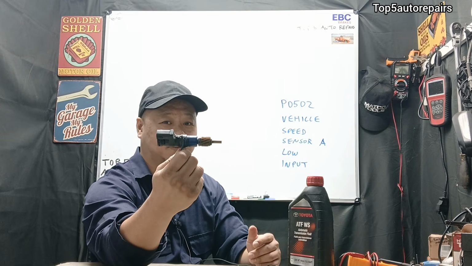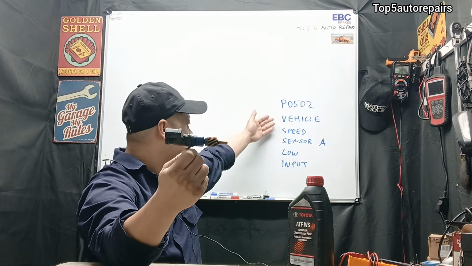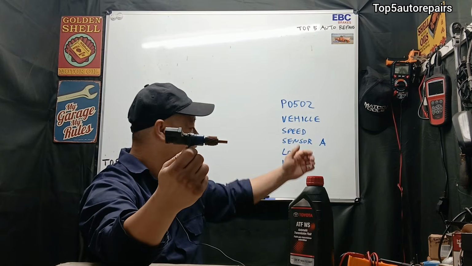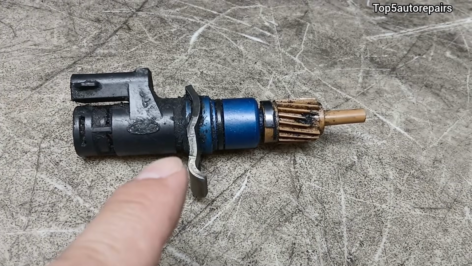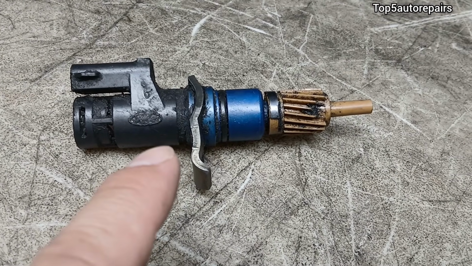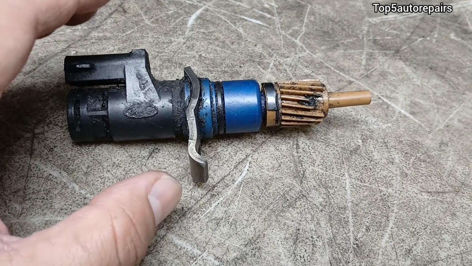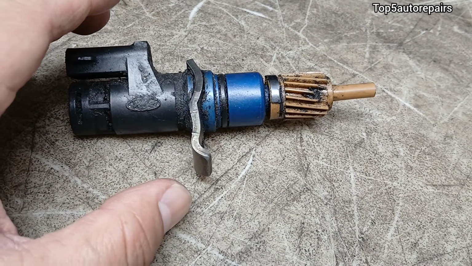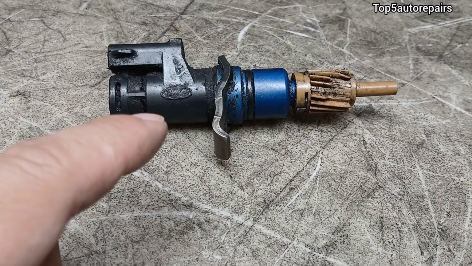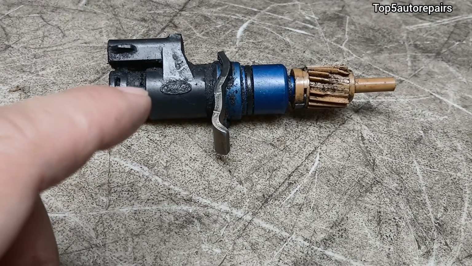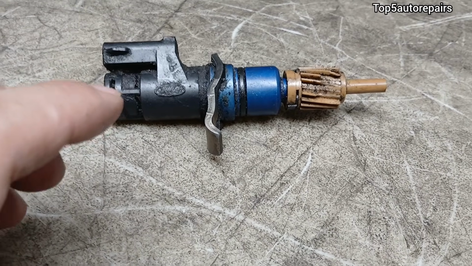Today's topic, I'm going to explain why you're getting P0502 vehicle speed sensor A low input code. This is a vehicle speed sensor and it is going to be located somewhere on the output shaft area on the transmission. The purpose of the vehicle speed sensor is to measure the rotational speed, and it will determine how fast the vehicle is going.